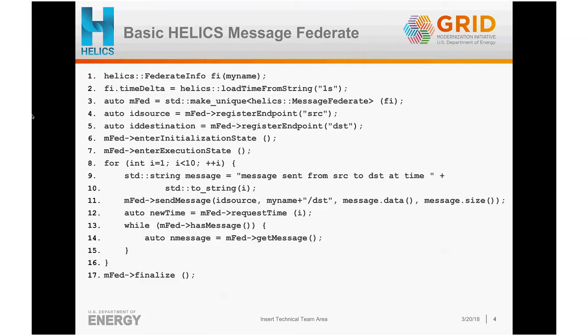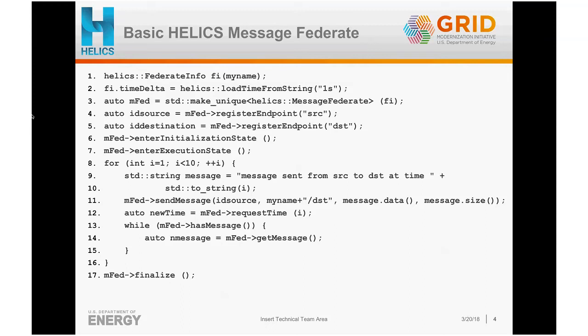So I've got line numbers. This is source code. This would not compile if you copy and pasted it. But it specifies at least some of the basics behind creating a Helix message federate. So in line 1, you specify the name to the federate info constructor. In this case, I am specifying a time delta of 1 second for this federate info. And then the message federate is created on line 3.